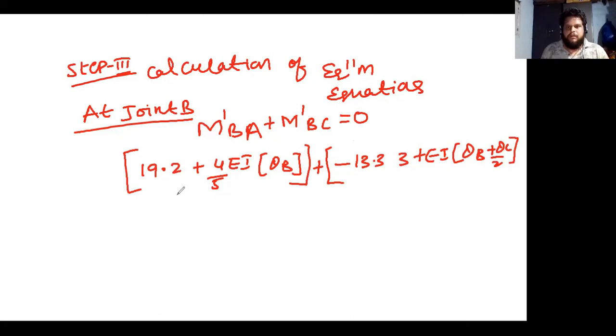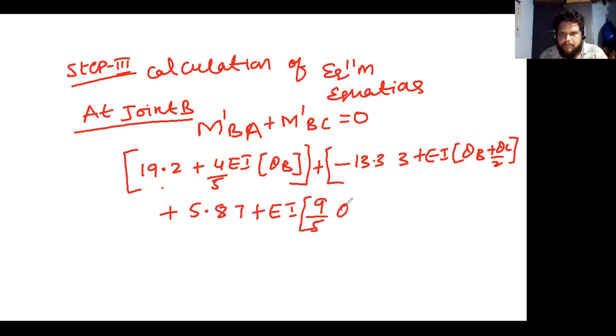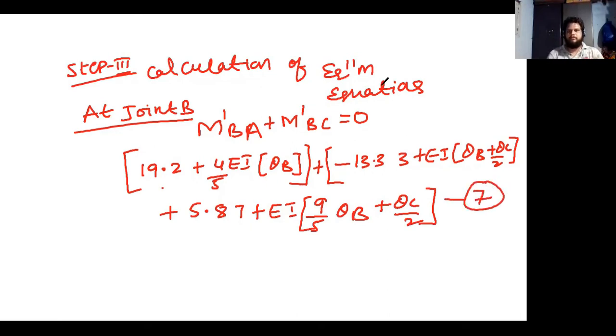Now if you solve this, 19.2 minus 13.33 is nothing but, 19 is positive, so plus 5.87. If I take EI common, first I am writing with respect to theta B. So 4 by 5 plus 1, so 5 plus 4 is 9, 9 by 5 theta B. And theta C is just theta C by 2 plus theta C by 2. This equation number is 7. So at joint B, I have done my calculations. Next, I will go for joint C. Please pause the video and write it down.